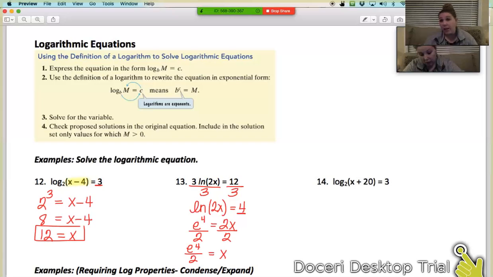And then you can put that straight into your calculator. And we're going to get 27 point something. Let me see. I just did it. Where did it go? e to the 4th divided by 2. 27.299 is what I get, approximately.